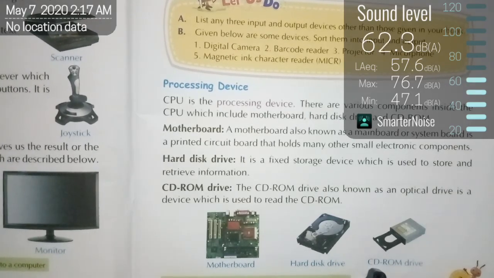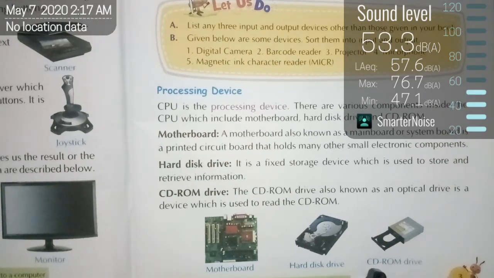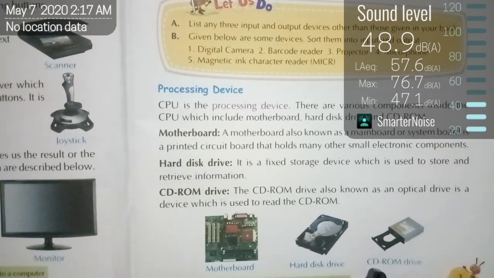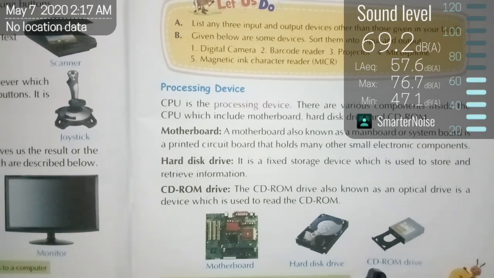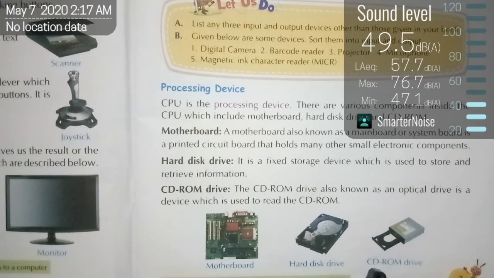CPU is the processing device. The full form of CPU is Central Processing Unit. There are various components inside the CPU which include the motherboard, hard disk drive and CD-ROM.